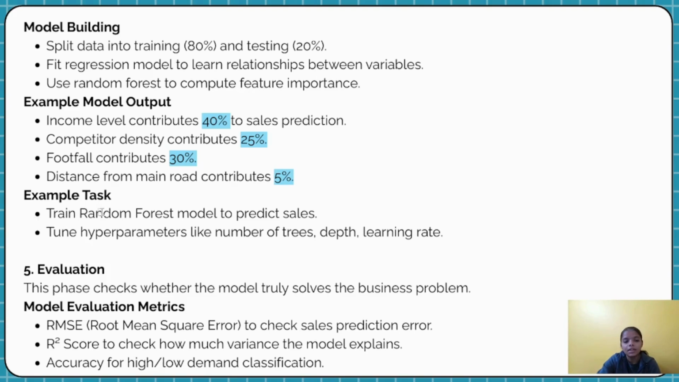Example tasks: train random forest model to predict the sales. Tune hyperparameters like number of trees, depth, learning rate. All these come under the modeling phase.